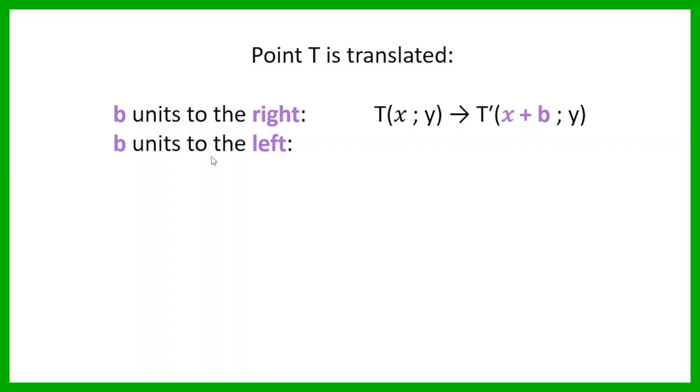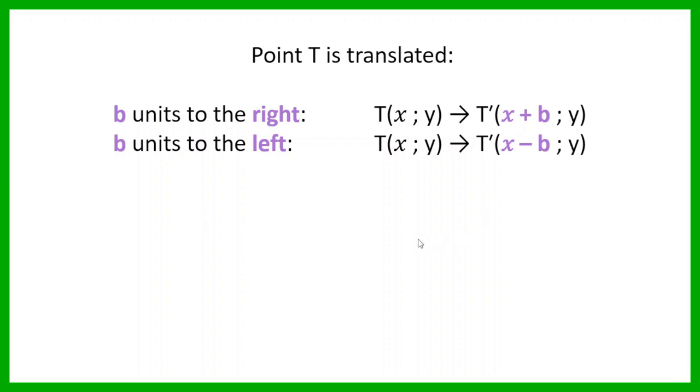Okay. And then if you're moving to the left, it's going to be the opposite. Your X value is still the one that's going to be affected because you're moving horizontally, and the X values are about the horizontal position. So your X value is still going to be the one that's affected, but because you're going to the left, it's going to get less, it's going to get smaller, so you're going to subtract. So it's going to be X minus B, and then the Y value won't be changed if you're not moving up or down as well. Okay. So if you're moving horizontally, the X value is affected. If you're moving to the right, X gets bigger. If you're moving to the left, X gets smaller.